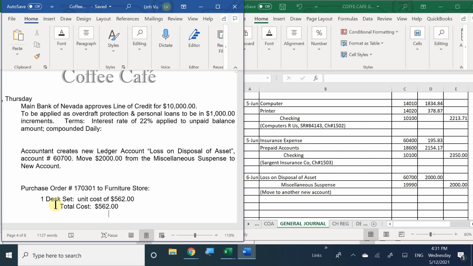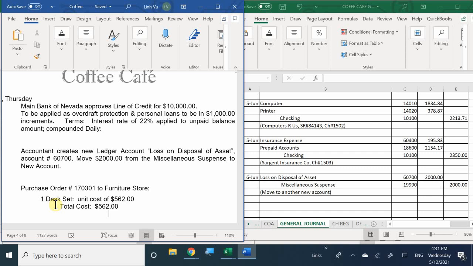You don't need to post this transaction because all you're doing is just sending a request. They didn't ship you the asset yet. You didn't receive a bill, nor did you pay for it. So this number right here is your estimated number or your quote, right?